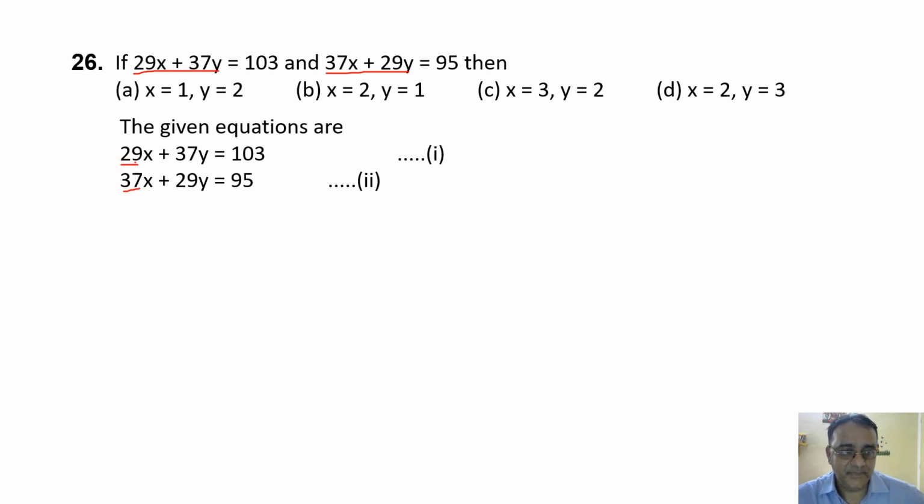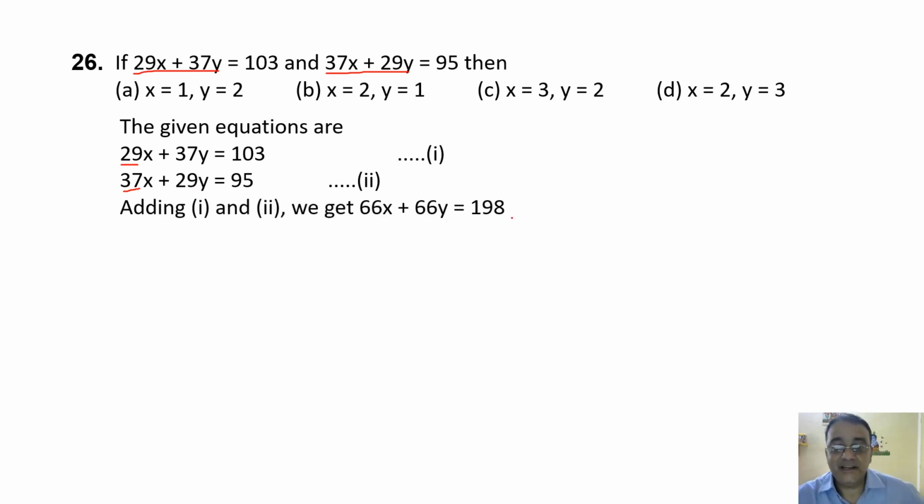66x plus 66y is equal to 198. 66 into 3 is 198. So we will divide all by 66. What are we going to get? x plus y is equal to 3. Very good. x plus y is equal to 3.